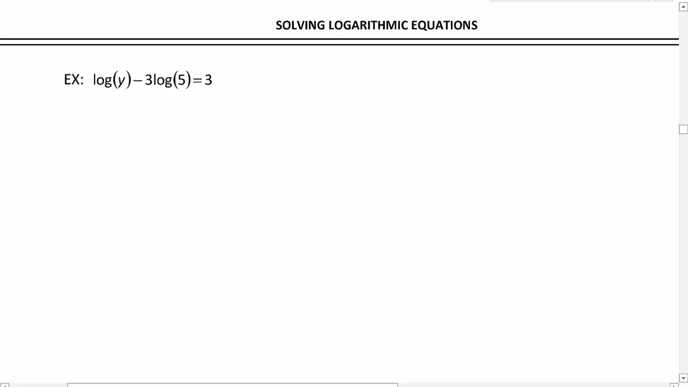But in order to convert it to exponential form, I need to have a single log equal to a constant. That means that we're going to have to combine the logs on the left side. Now that minus, right away I'm thinking divide the arguments. However, we have this coefficient of 3 that needs to be dealt with first. A coefficient can be put back as an exponent, making our equation log of y minus log of 5 to the third equal to 3. So I think I'm going to make that 125.